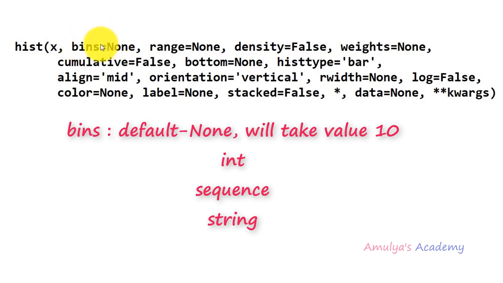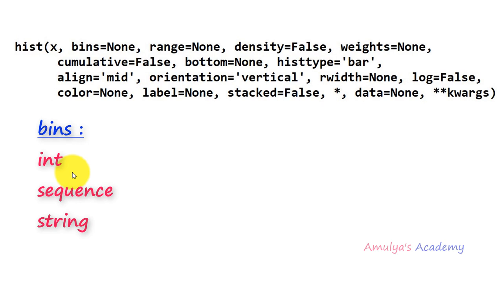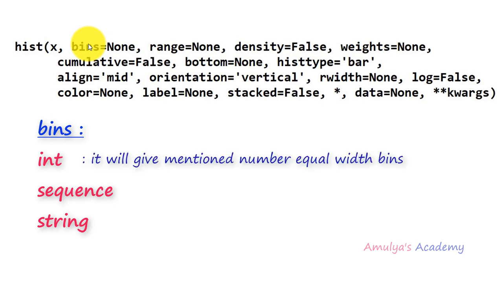You can take the interval as an integer value, or a sequence, or a string value. First I'll tell you what happens if I take bins as an integer value, for example 10, 5, like that. Then it will define that number of equal width bins in the range. That is, when I mention bins as 5, we'll get 5 intervals, 5 bars in that range. If I take bins as 6, it will give 6 bars, 6 equal width bins. So let's take an example for this first.